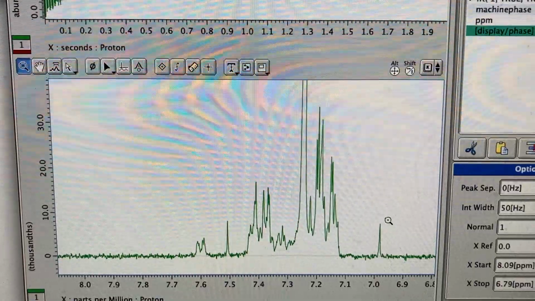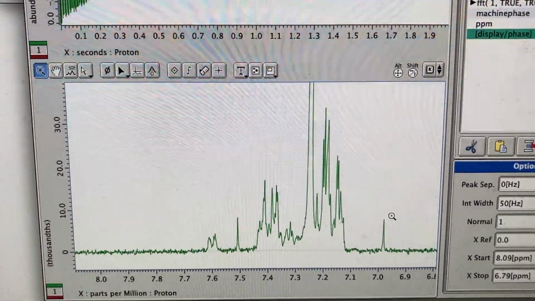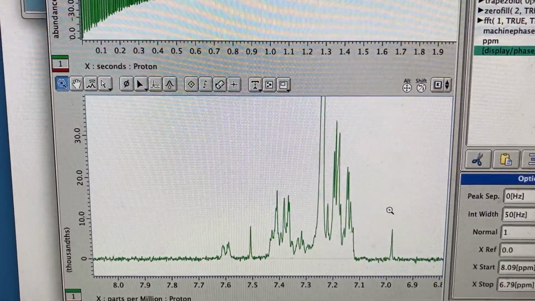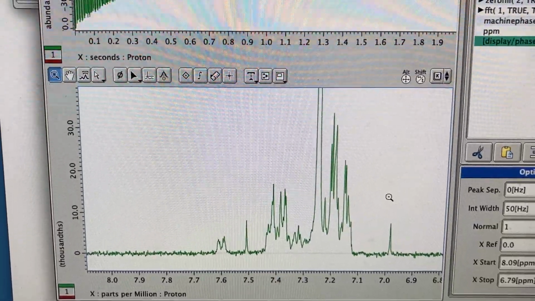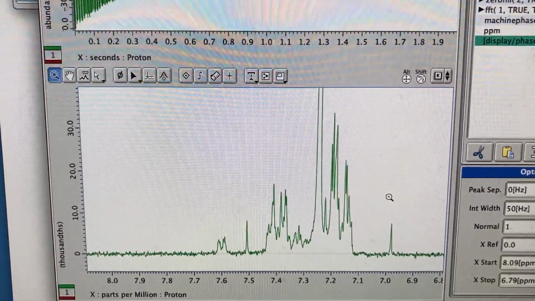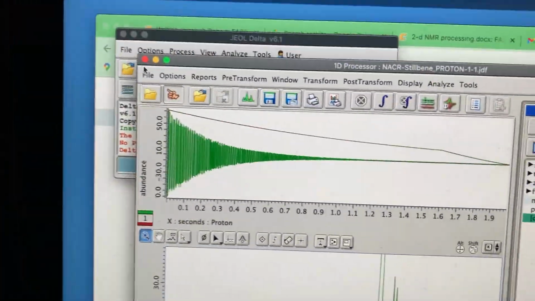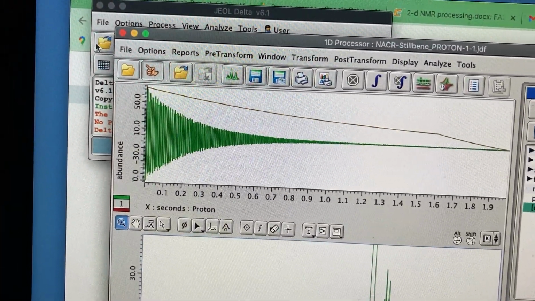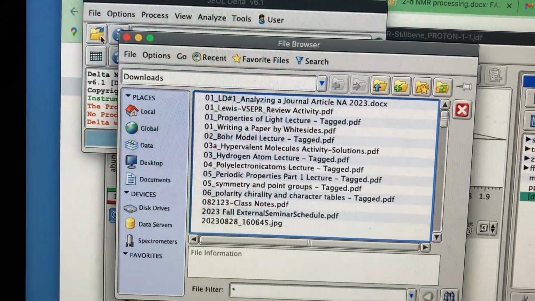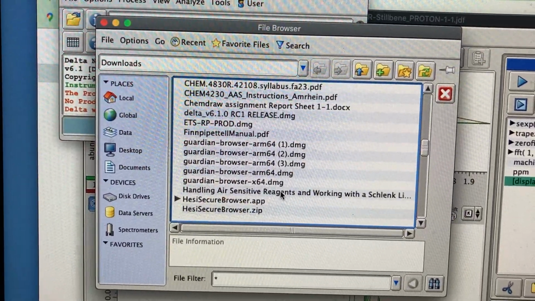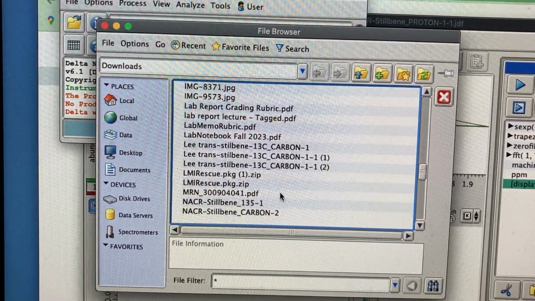unless you use the COSY. And that's what the COSY is for. That's the proton-proton 2D NMR, and it tells you for sure which peaks would possibly come from your product. So that's why we do it. So let's get out the COSY. I'm going to try to get it over here. Let's see.